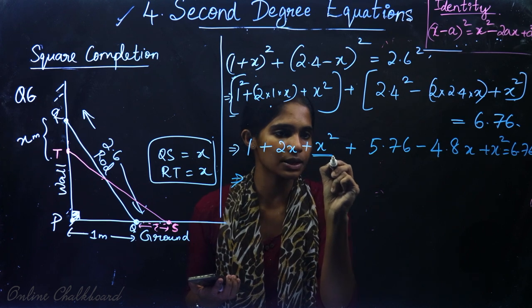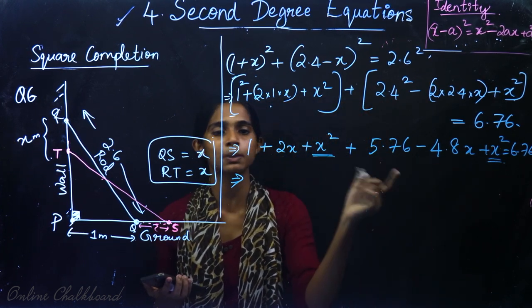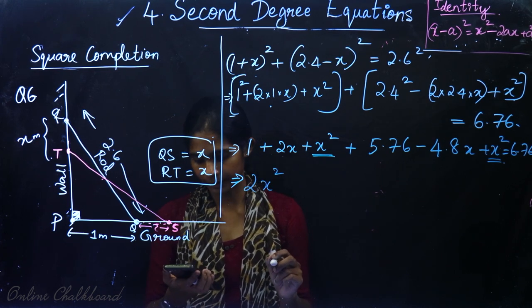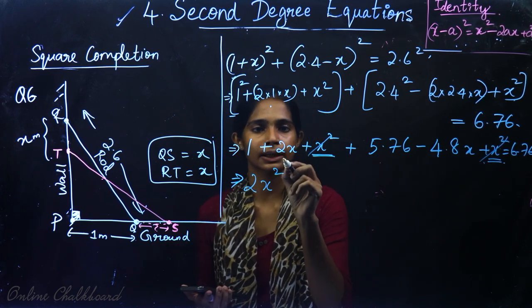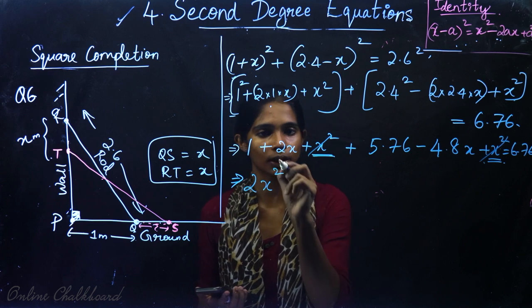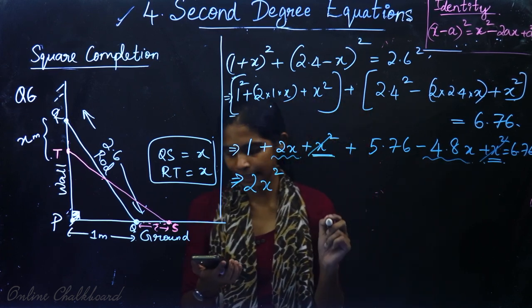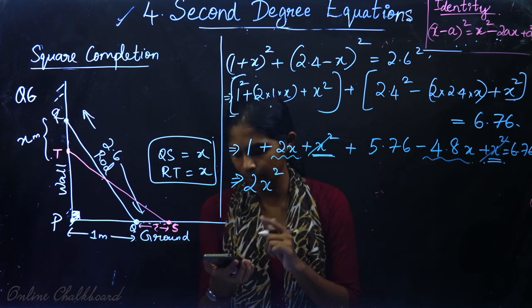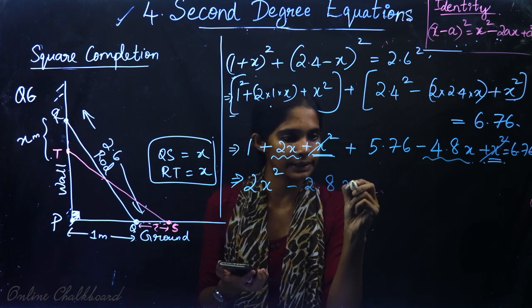So, we have x square in this term and x square in this term. So, we have x square plus x square. Combine, what is it? 2x square. Now, we have x in the terms. We have a 2x here, and we have a minus 4.8x there. So, that is 2 minus 4.8. We will get minus 2.8x.